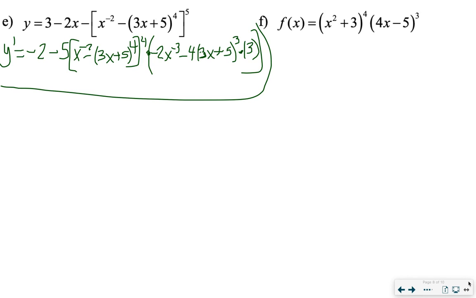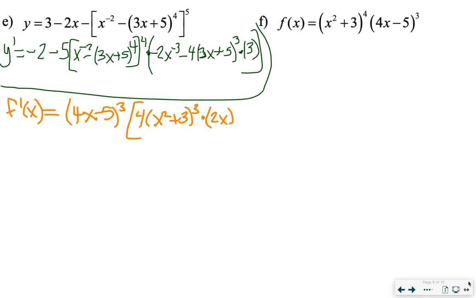f of x equals x squared plus 3 to the exponent 4 being multiplied by 4x minus 5 to the exponent 3. So I'm going to take my derivative there. It's a product rule happening. So my f prime of x is my second times the derivative of the first, which will be the 4x squared plus 3 to the exponent 3 times the derivative of x squared plus 3, which is 2x.